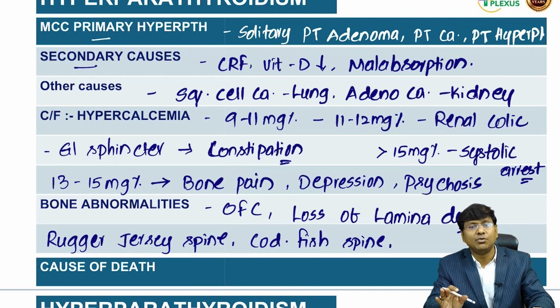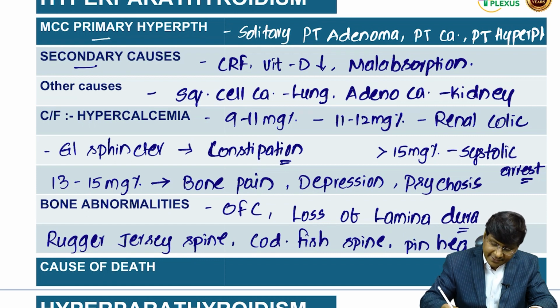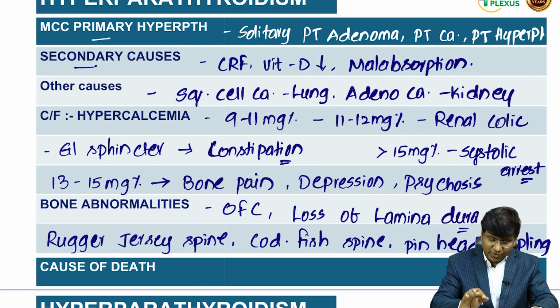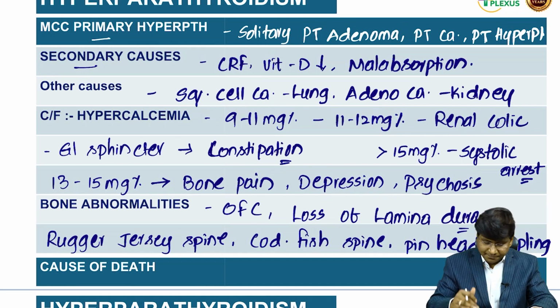So these are all the bony abnormalities, right? And even if you take the skull, you will notice the presence of pinhead stippling, right? And why is there this pinhead stippling? That is because of the osteoporosis within the skull. So these will be the bone abnormalities, and the cause of death will be systolic arrest, right?